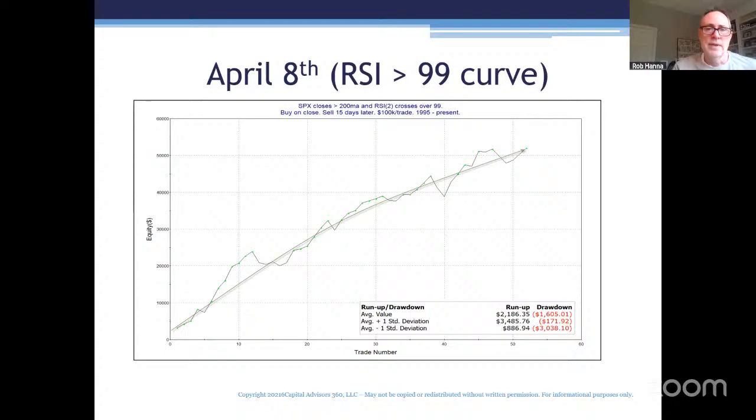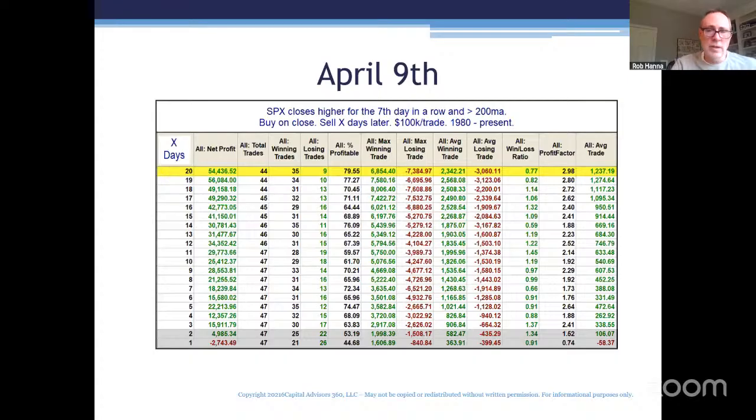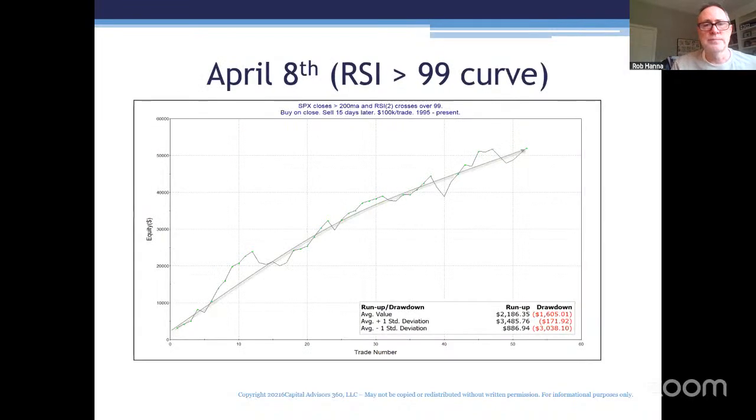The next day, April 9th, the market just keeps going up. Now I had one trigger that says the S&P is higher for the 7th day in a row, and now it's above the 200-day moving average. What's happened here? Well, again, short term is iffy. Look out 4 weeks and you're up almost 80% of the time. So we're continuing to see these price thrust type triggers.